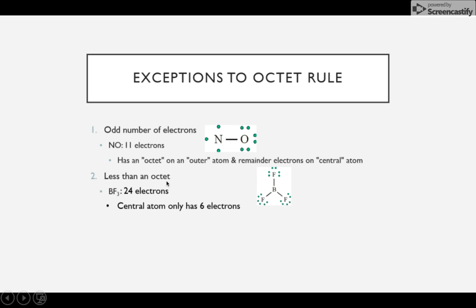Another exception is if there's less than an octet. So this compound has 24 electrons. But this central atom, it only has 6 electrons. It does not complete the octet rule. But this is just an example of one of the exceptions to the octet rule.